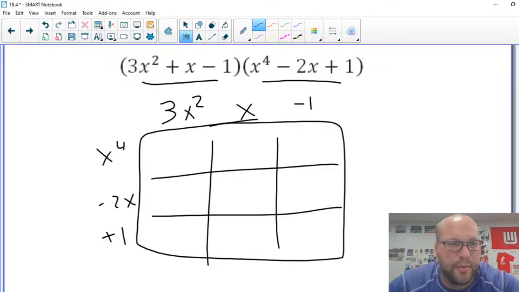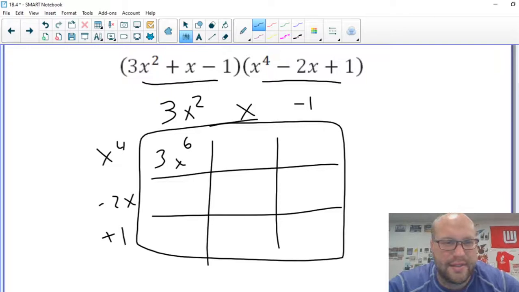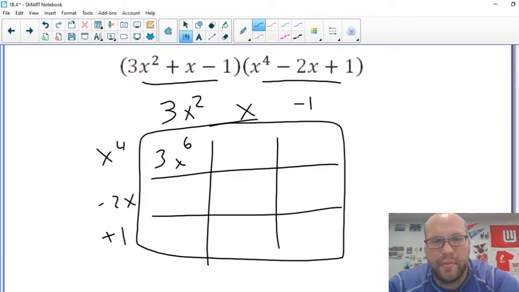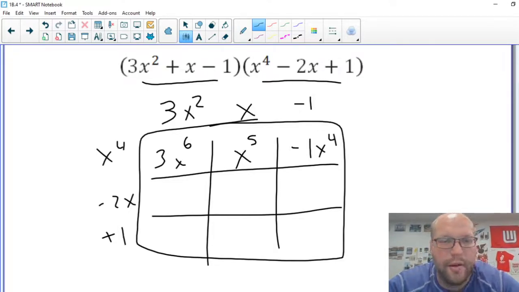So we have 3x squared by x to the fourth is 3, and there's 2 powers being multiplied by 4 powers, so now we have 6 powers. So 3x to the sixth. 4 powers multiplied by 1 power is x to the fifth, and then -1x to the fourth. Again, you don't have to have the 1 there, but I'm just going to put that just for memory.